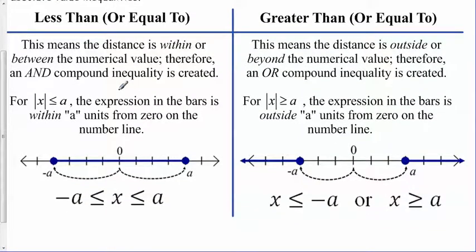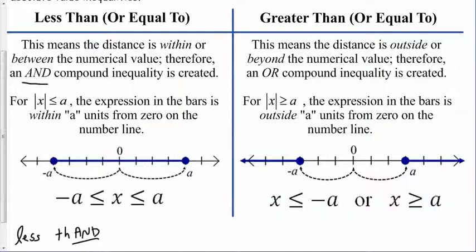Now, if you have the absolute value being less than, that means your distance is within or between those two numerical values. That's going to create an and compound inequality. That's important. We always remember that less than is going to create an and compound inequality. So one way to remember is that less than tells you to create an and compound inequality with those.